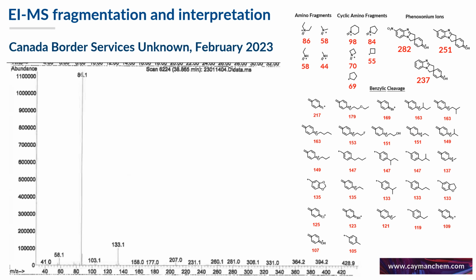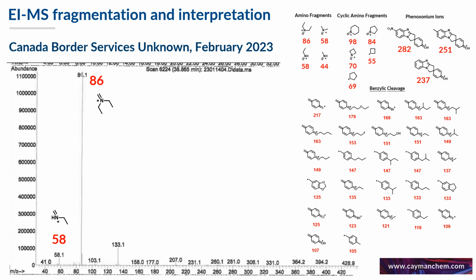Here's an unknown spectra that we received from Canada Border Services in February of 2023. Using our decision tree, we see that we have a base peak of 86 and a secondary peak at 58, giving us a diethyl substituted analog. Next, we look for 107.